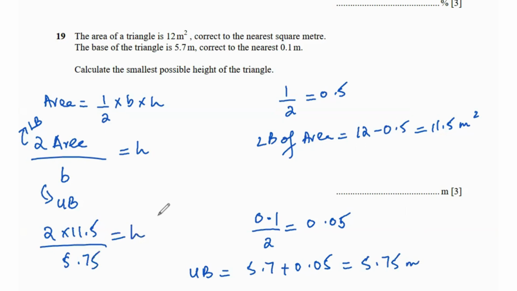That's going to give us the lower bound of the height. And that equals, so that gives us 4 meters, which is the smallest possible height of the triangle.